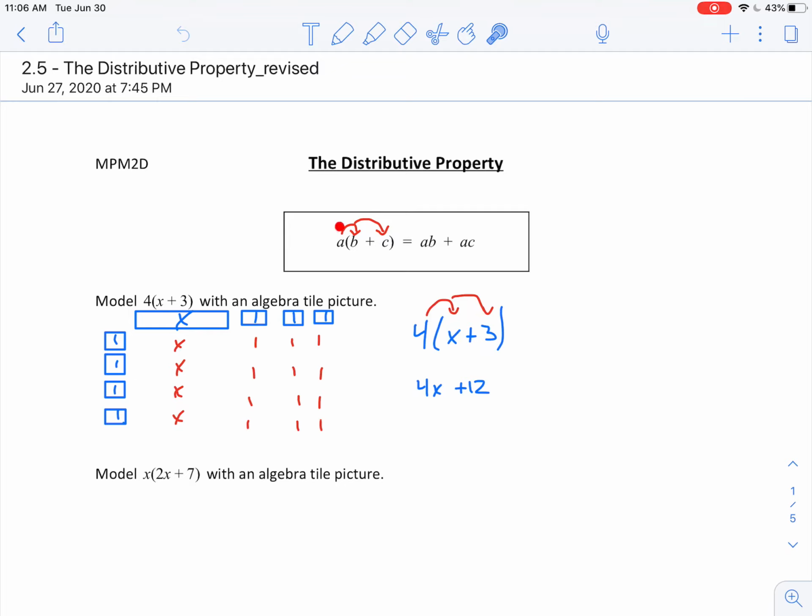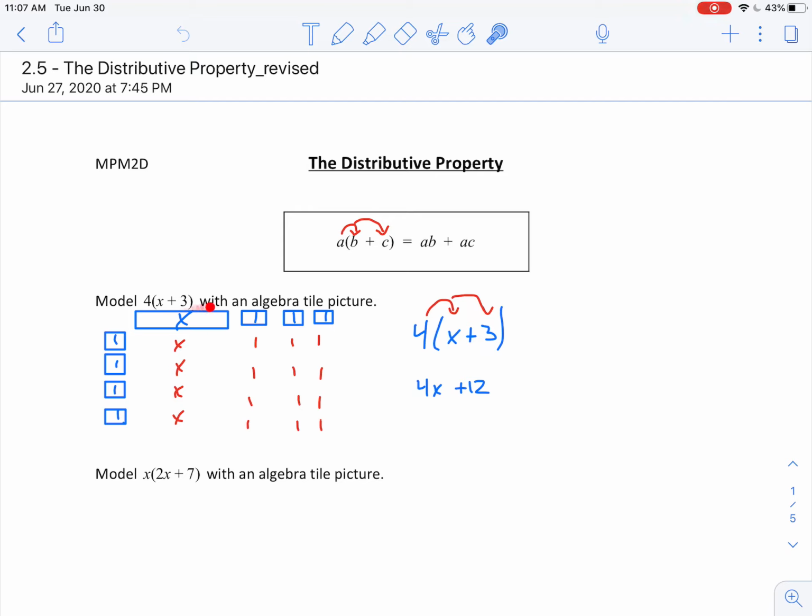We have some kind of number multiplied by an operation happening inside a bracket. So that means that we distribute this into the bracket so that A multiplied by B plus C is equal to A times B plus A times C.